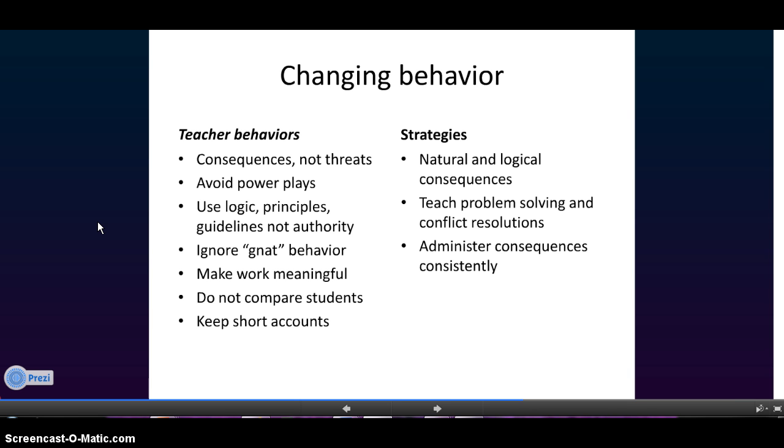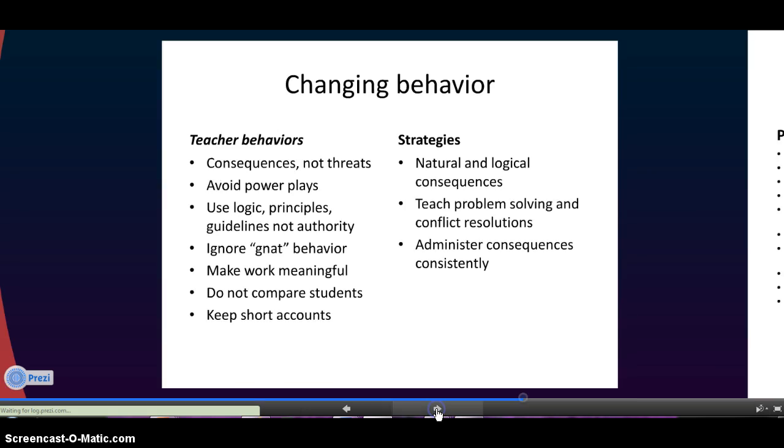I'm going to use natural and logical consequences. A natural consequence is what happens if I don't intervene. A logical consequence is one that's tied to the behavior. If you're writing on desks, then you have to clean desks. If you leave paper on the floor, you've got to pick up paper. If you're late to class, you've got to make up time. So making the punishment fit the crime, not in the sense of severity, but in the sense that what I'm having the child do is tied to the damage he made or what he missed as a result of his behavior. Teaching problem solving and administering consequences consistently.